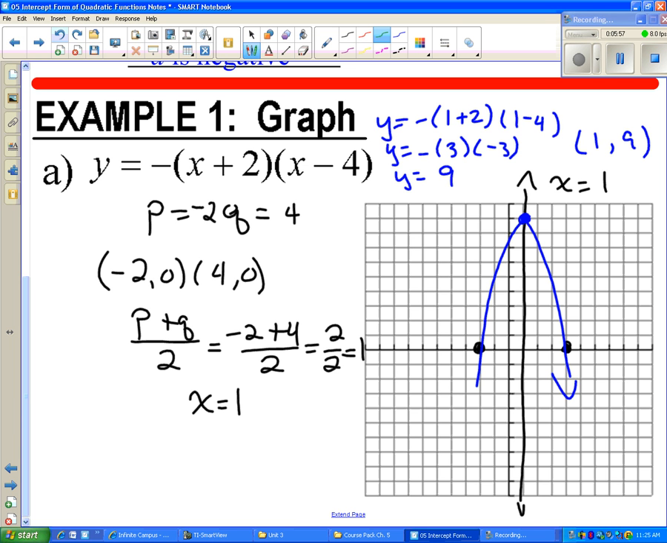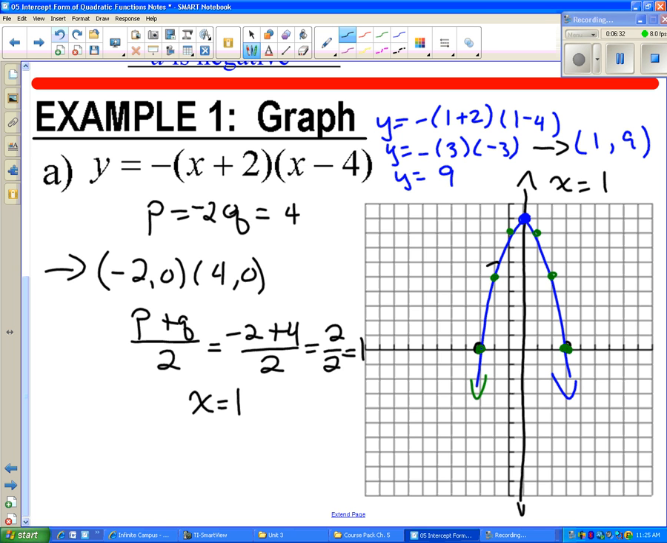I can go out 1, down 1, out 1, down 1, 2, 3, out 1, down 1, 2, 3, 4, 5, out 1, down 1, out 1, down 1, 2, 3, out 1, down 1, 2, 3, 4, 5. I still end up with the same graph even if I use my other method of coming up with the points. So I have my 3 coordinates that I need. I needed the 2 x-intercepts, and I needed my vertex. Those are the 3 points I needed to graph.